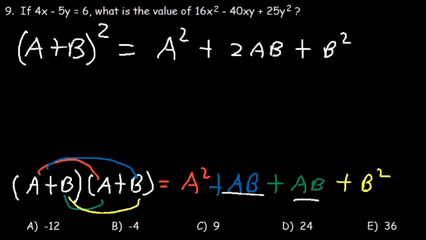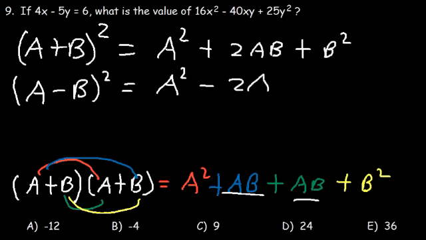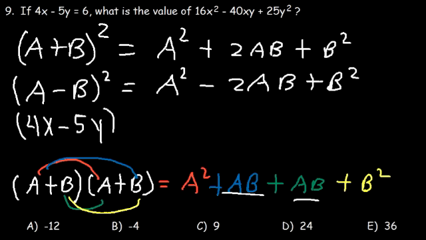So therefore, you need to realize that a is 4x in this problem, and b is 5y. By the way, if there's a minus sign, it's (a minus b) squared. (a minus b) squared is a squared minus 2ab plus b squared. But it's very similar. So we can see that a is equivalent to 4x and b is equivalent to 5y.